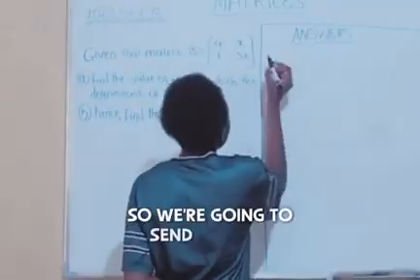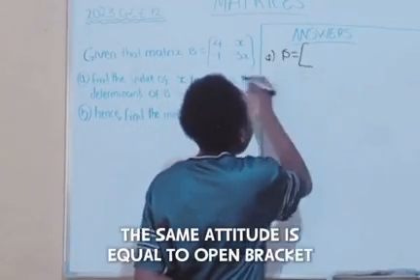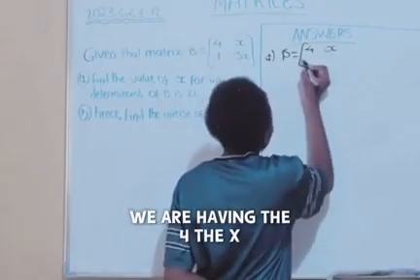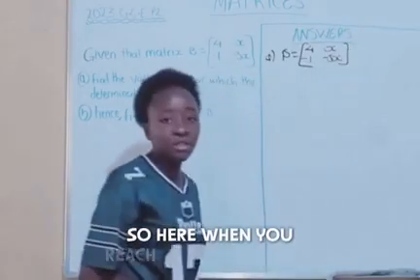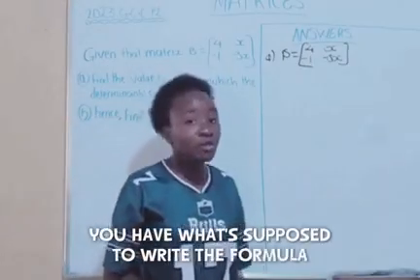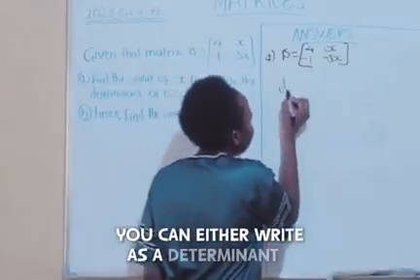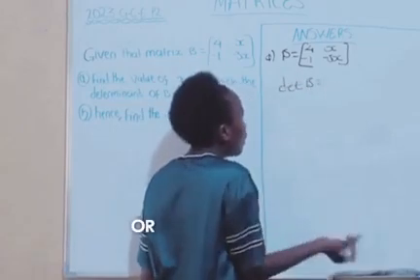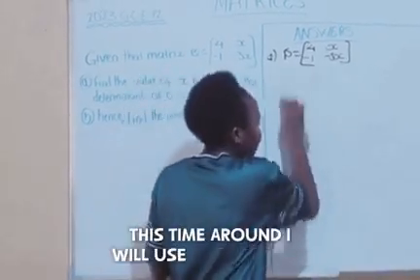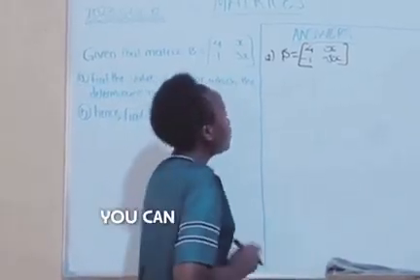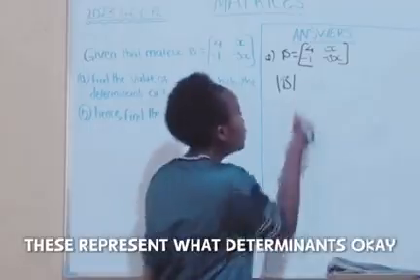Okay, so we're going to say, for the first question, A, matrix B is equal to, open bracket. We are having the 4, the x, -1, -3x. Okay, so when we reach this point, viewers, we're supposed to write the formula. So if you want to find the determinant of this matrix, you can either write it as determinant B, or, since last time we used this one, this time around I'll use another one so that you should get familiar with both. You can also write it as B, then you put these bars. These represent what? Determinant. Okay, so you say is equal to.